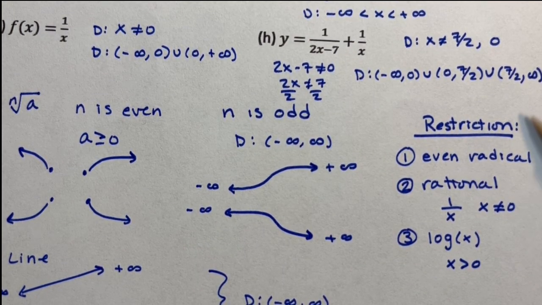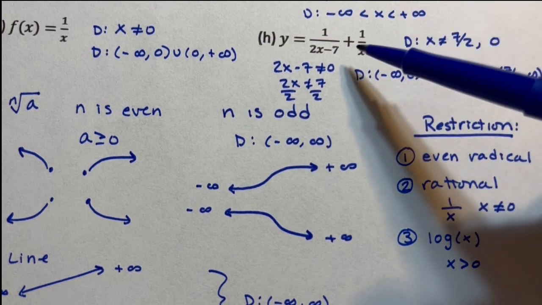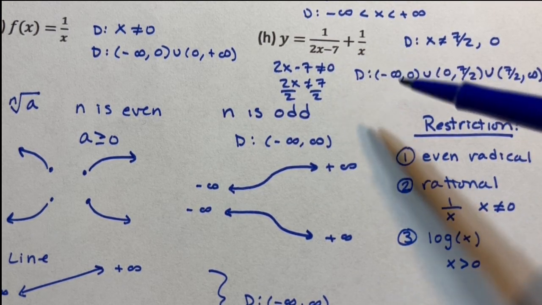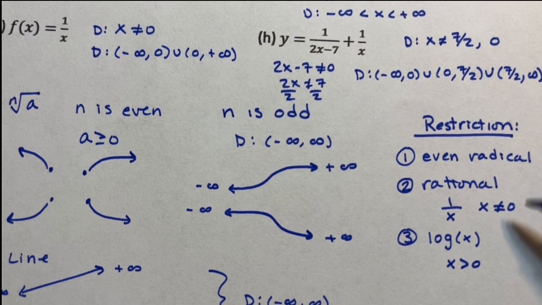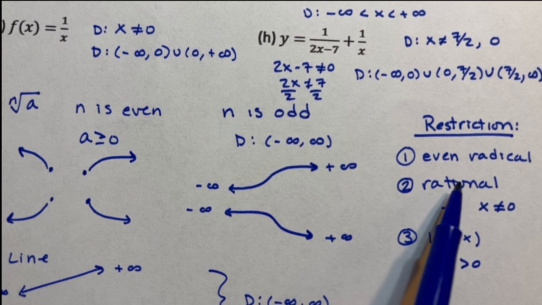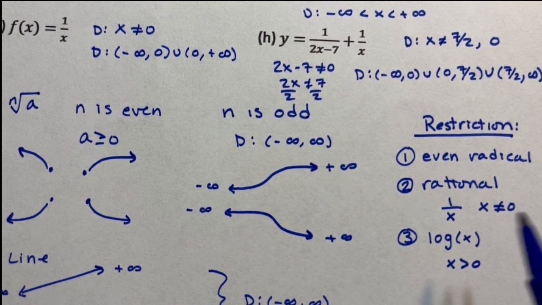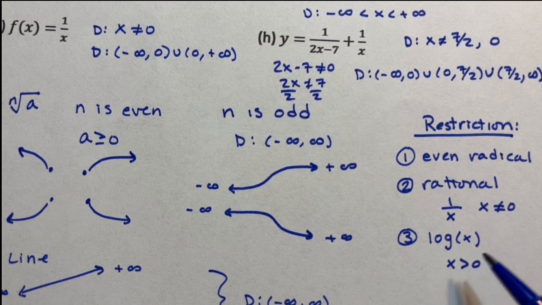So this becomes your rational. So rational says no 0 in the denominator. Radical says no negative under the radical, even radical. Odds, we don't care. And log is no 0 in the argument. But this is it for your restrictions.